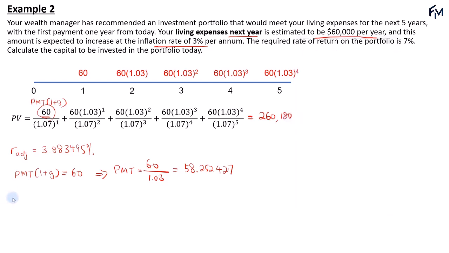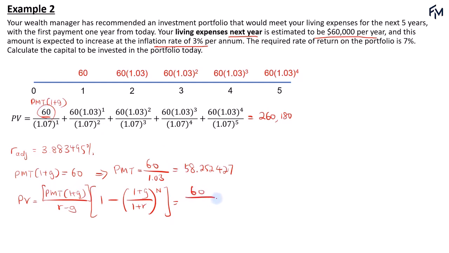If you want to use the formula, we have PMT times 1 plus the growth rate over R minus G, multiplied by 1 minus, 1 plus the growth rate over 1 plus the discount rate, to the power of n. This numerator here is actually the first year's cash flow, which is 60. So we'll take 60 over 0.07 minus 0.03, and then that is 1 minus 1.03 over 1.07 to the power of 5.